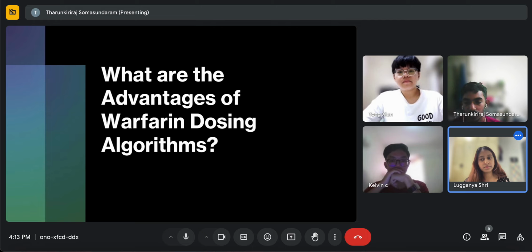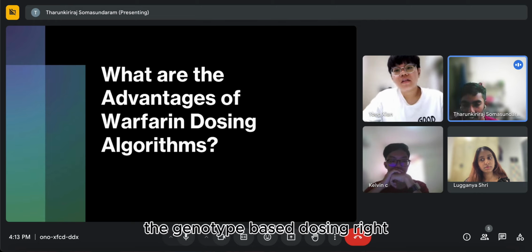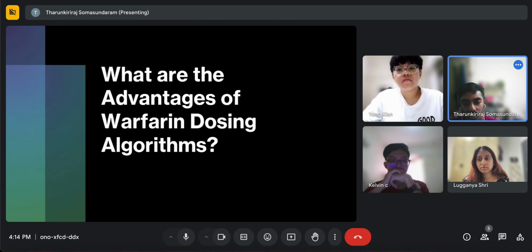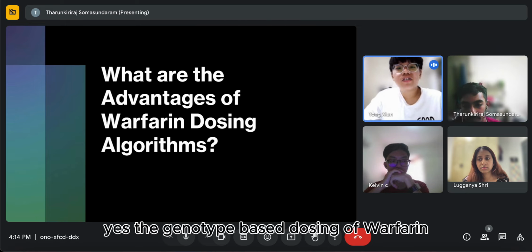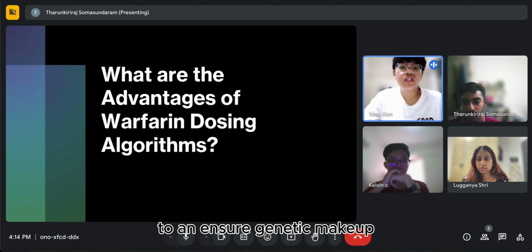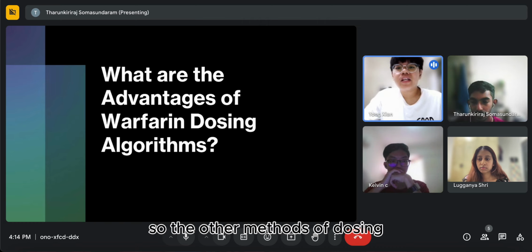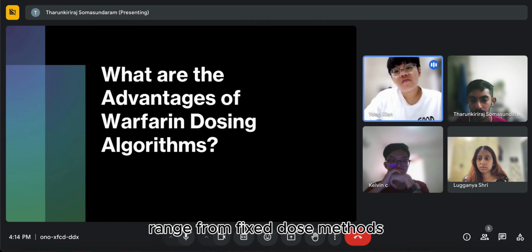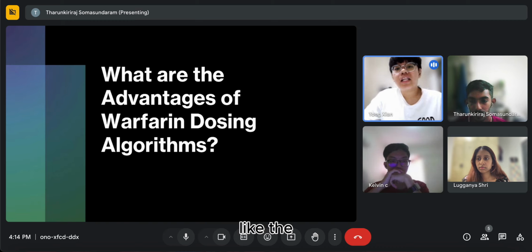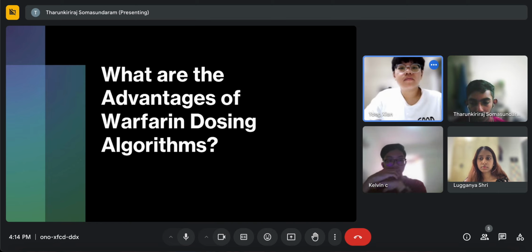But I also heard there's something called genotype-based dosing, right? That involves the CYP2C9 and VKORC1 variation. Yes, the genotype-based dosing of warfarin involves tailoring the drug dosage to an individual's genetic makeup, which is personalized medicine for the patients. The other methods of dosing range from fixed dose methods to advanced pharmacodynamic-based systems like the IWPC and GAGE algorithm, often integrated into gene tools.